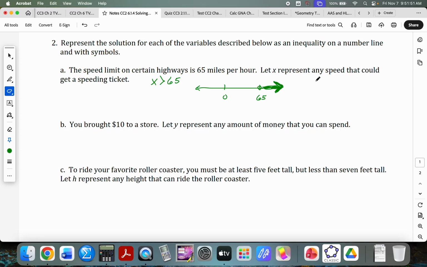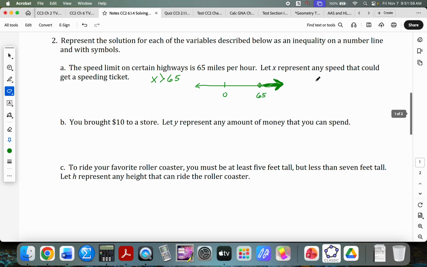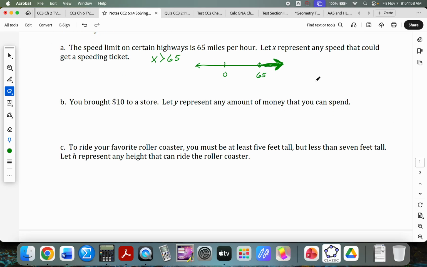All right, next one. You brought $10 to a store. Let X represent any amount of money that you can. Oh, by the way, we really should label that this is X. I sometimes forget to do that. You brought $10 to a store. Let Y represent any amount of money that you can spend. Okie dokie.